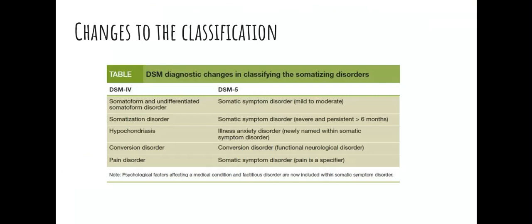So here are the changes to the classification, the DSM-4 to the DSM-5. Again, I kind of already said this, but somatoform and somatization disorder are now clumped into, let's call it SSD. That's easier. So there's mild to moderate, and then severe and persistent. It has to be longer than 6 months.